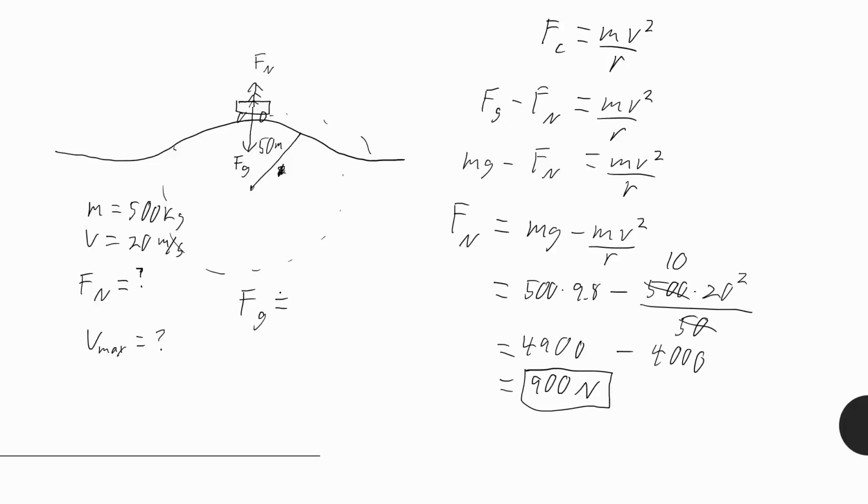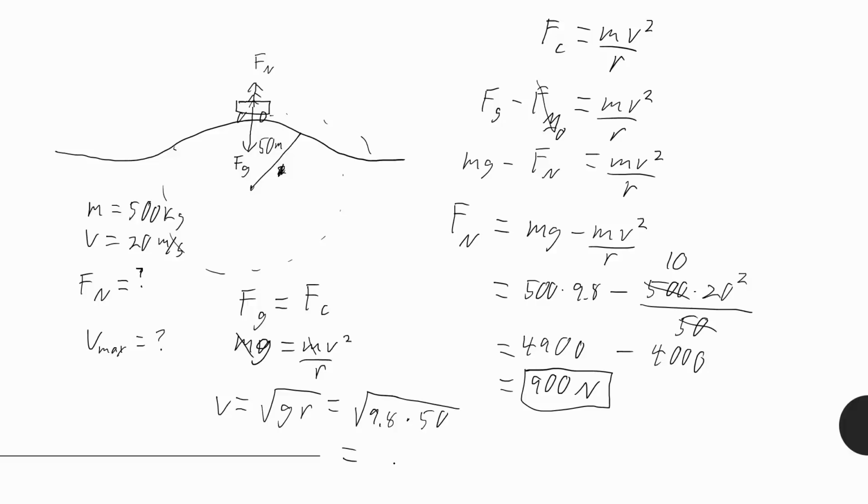So whenever you see a problem asking for maximum speed on a hill, you want to set gravity equal to your centripetal force. We're using the same equation, but we're just saying the normal force got small enough that it went away. So now we can say mg equals mv squared over r. And mass cancels out, which is always fun, so that means the maximum speed doesn't depend on the weight of your car. It depends on the curvature of the road and on gravity. So if I solve for v, I get the square root of g times r, the square root of 9.8 times 50, and that works out to be 22.1 meters per second.